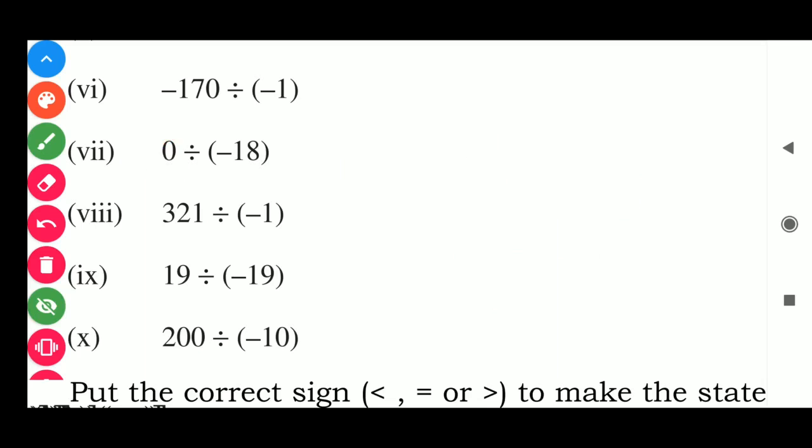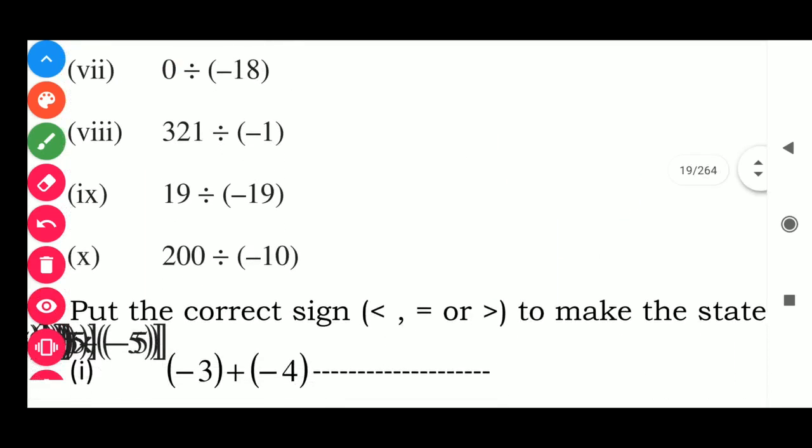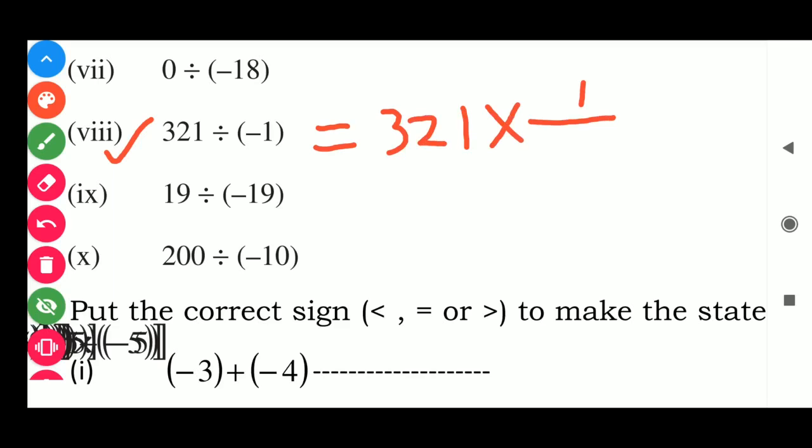Now come to the eighth question. Minus 321 into 1 upon minus 1. Whenever plus is divided by minus, it becomes a minus sign, and we are dividing by 1, so that is 321 as your answer.